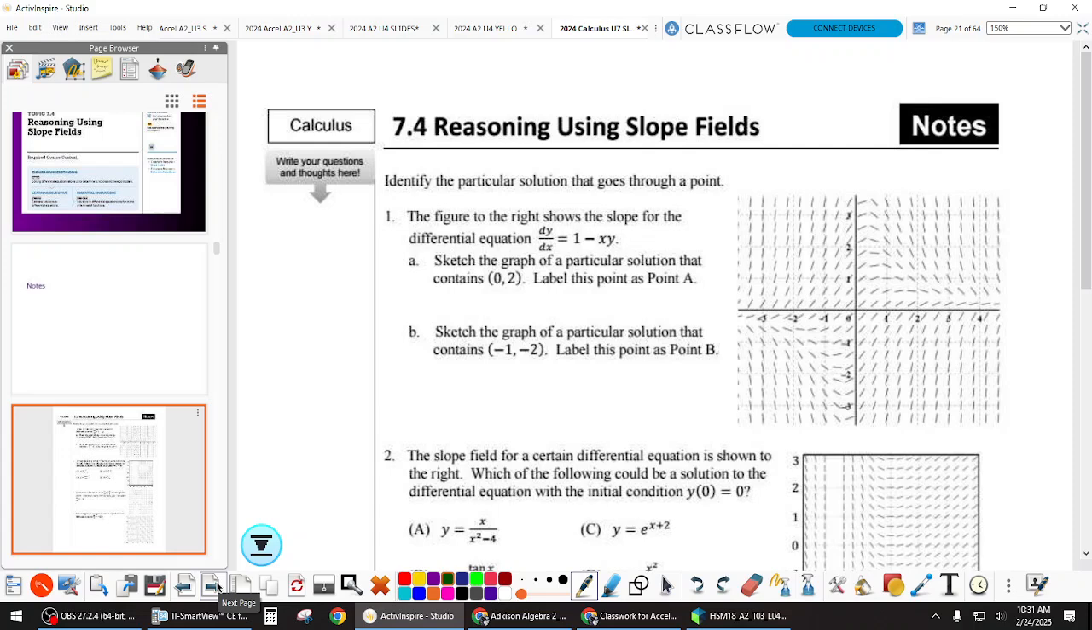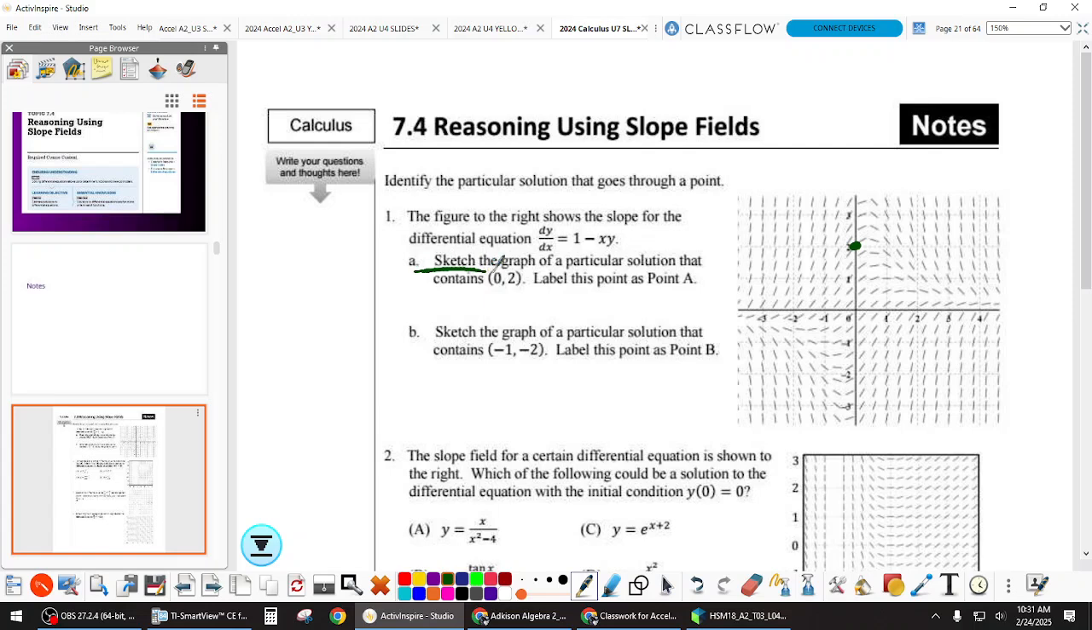All right, so we know that we have lots of particular solutions represented by a slope field. And so we're trying to find, like in these two cases, the one that goes through a specific point, which makes it a single particular solution. All right, so we have 1 minus xy. We saw this the other day as one of our intro problems. Here's how you do this. Plot the point at 0, 2, and then our particular solution has to go through that point.